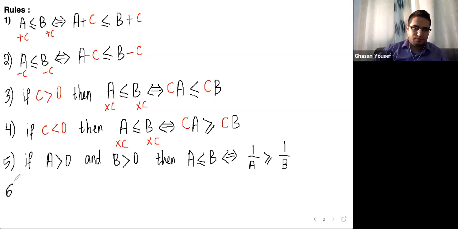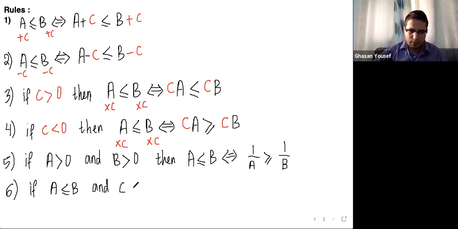Rule number 6. These rules are very important. We're going to use them during the lecture. Number 6: if A is less than or equal to B and C is less than or equal to D, I have two inequalities, then if I add A to C and B to D, A plus C is less than or equal to B plus D.